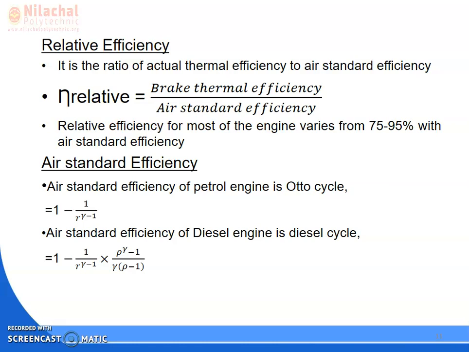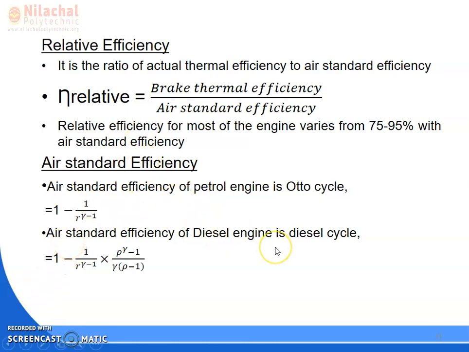Then how do we calculate air standard efficiency? There are two types of engine, the petrol engine and the diesel engine. The petrol engine works on the Otto cycle. The efficiency of the Otto cycle is the air standard efficiency of a petrol engine. That is 1 minus 1 by r to the power gamma minus 1. What is r? r is the compression ratio. Gamma is the adiabatic index, which for air is 1.4.